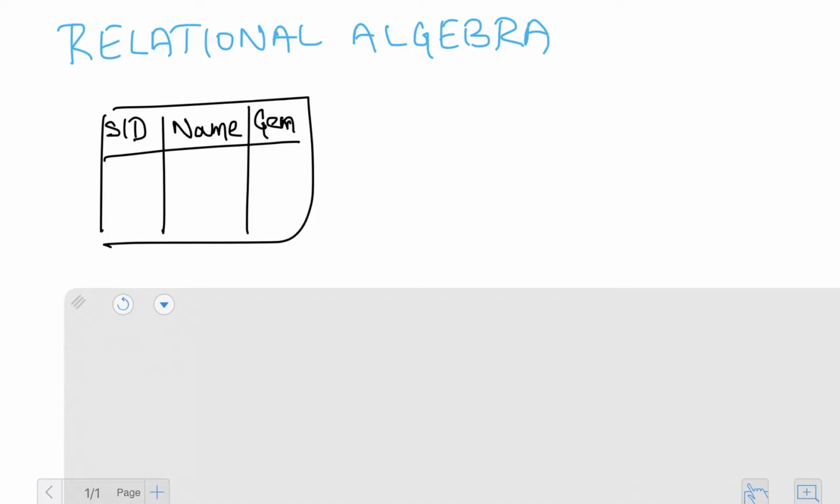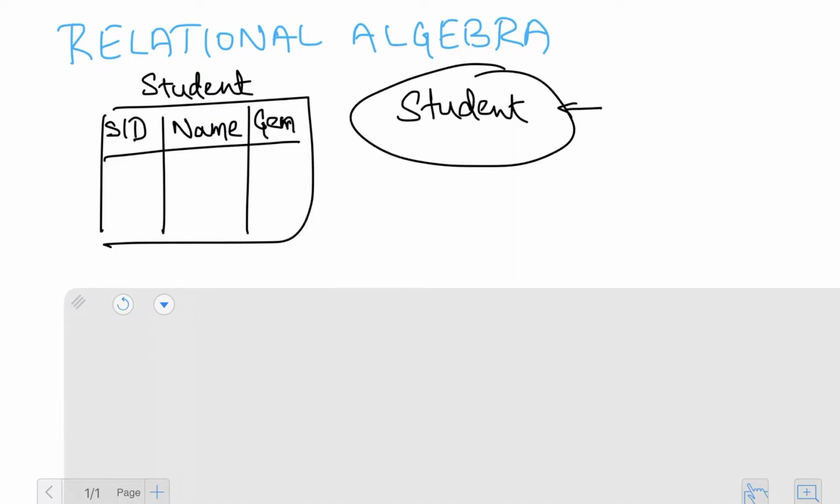So the first thing in relational algebra is the simplest expression that we can have, and let's just say that this is the student relation. So the simplest relational algebra that I can write is to just say student. So I just write student. This thing right here is a valid relational algebra query. So all I'm saying is get me the entire student relation. So this is fine, and that's the simplest query that I can have.